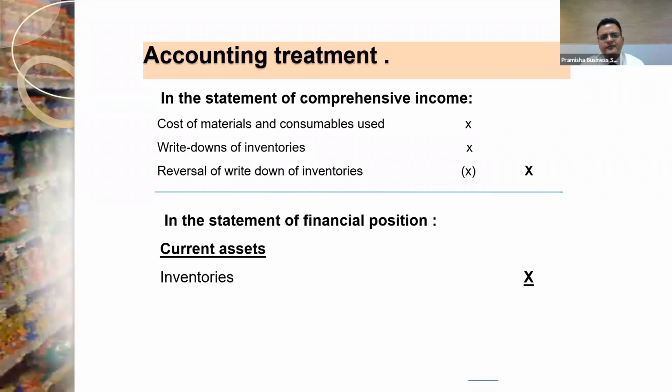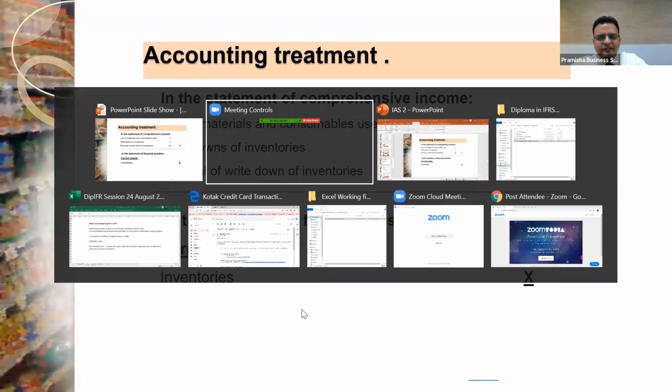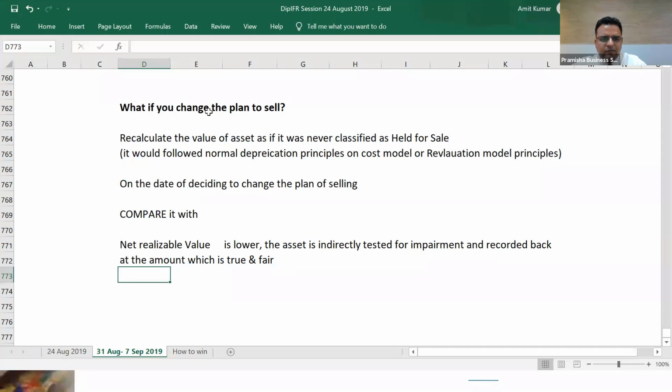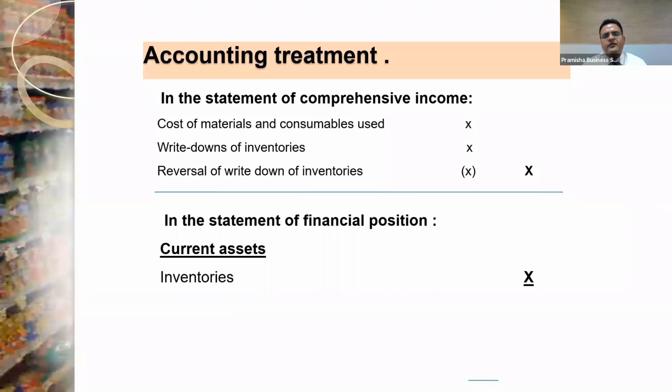Got it? You must have noticed this even in IFRS 5 Non-current Assets Held for Sale, when I said, what if we change the plan? It can only go to the extent of cost, not beyond it. So we'll calculate as if what would have been the cost on that date if there was no classification as non-current asset held for sale. So cost is an important aspect. We cannot change it the way we wish. Clear?